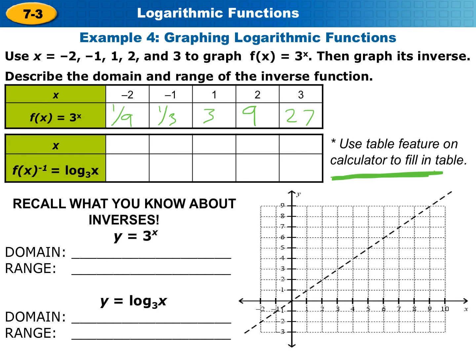Now to graph the logarithmic function, we're going to switch these values. That means that the x value is 1/9 and the y value is negative 2. The x value is 1/3 and the y value is negative 1. And that just continues on. We switch the x and y points. Now we can graph this.